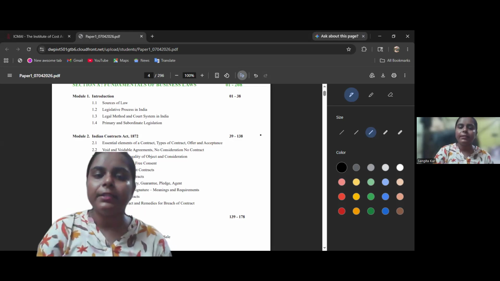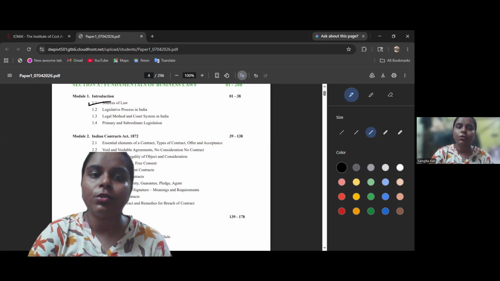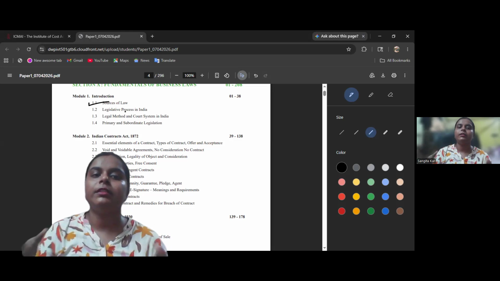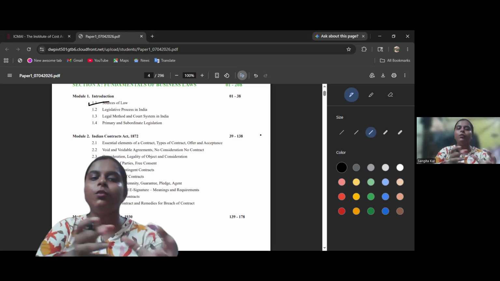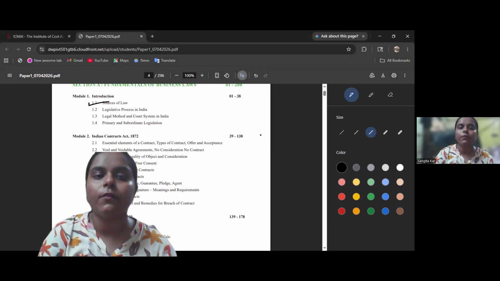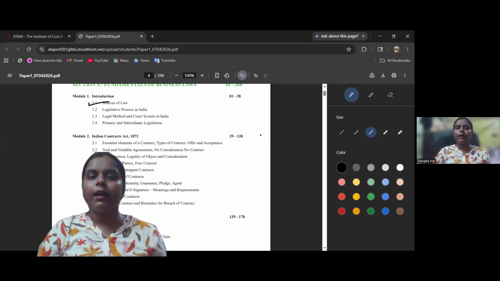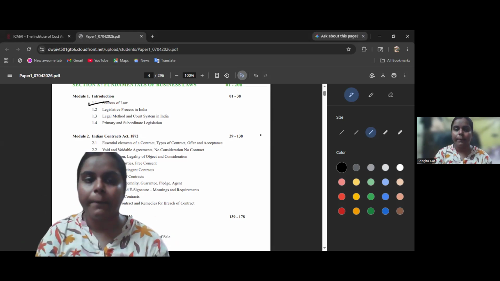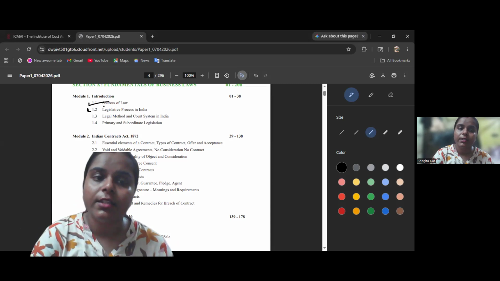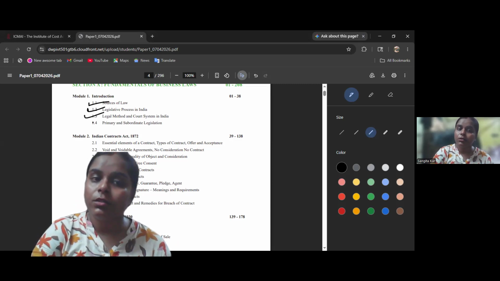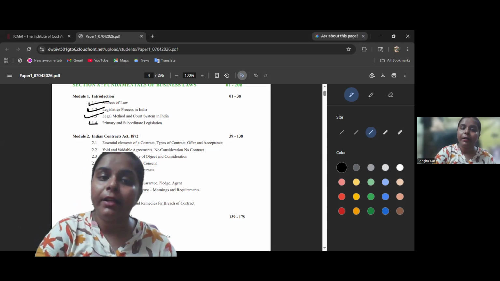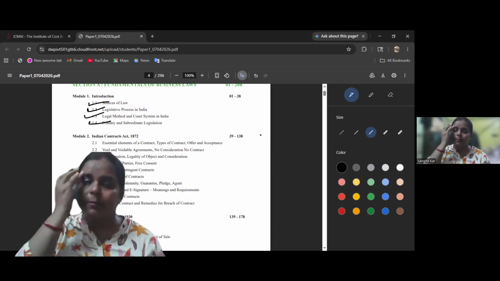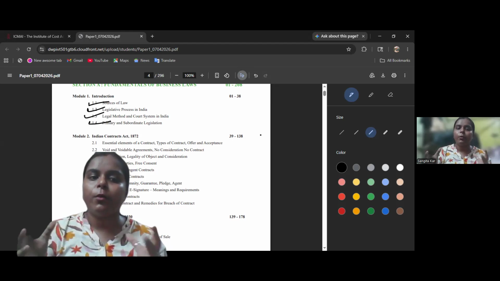The introductory part means the sources of law: which source the law is coming from. There are a few sources of law, and we will learn about them in this chapter. What else will we see in sources of law? We will see constitutional things like the legislative process in India, legal method and court system in India, primary and subordinate legislation. So will there be only four parts, that is 1.1, 1.2, 1.3, 1.4?